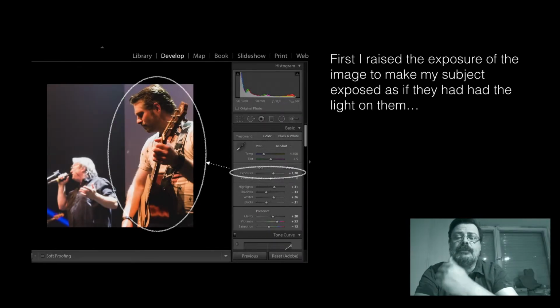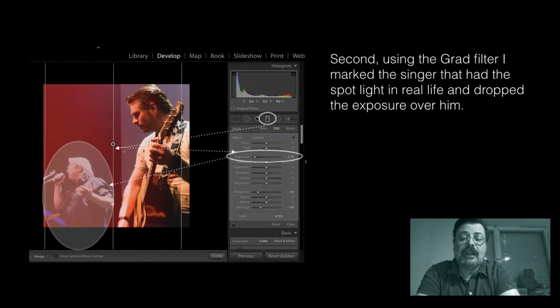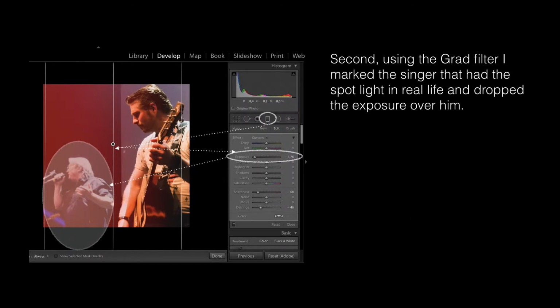So what I did first of all is I upped the exposure to get my subject exposed correctly. That's the first thing. The second thing then is using the gradiated filter. I knock out the brightness that I've introduced and a bit more to take out the brightness from the light that went on the person that wasn't my subject.